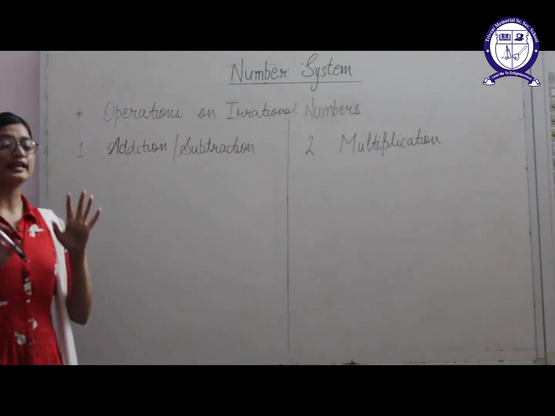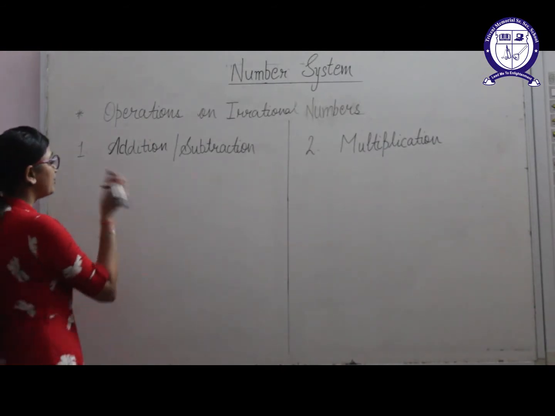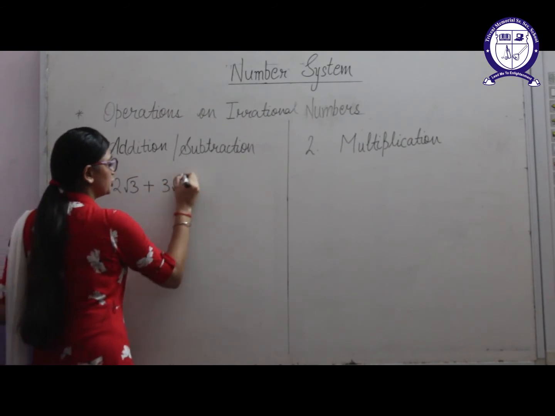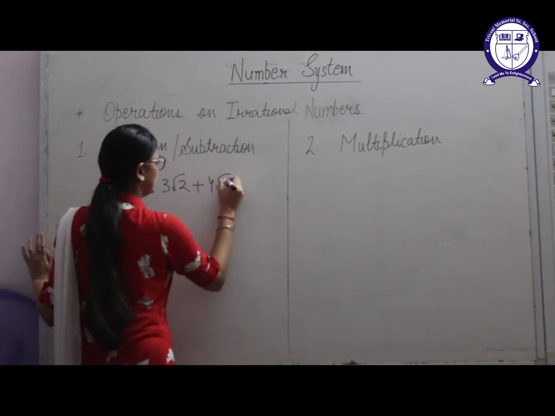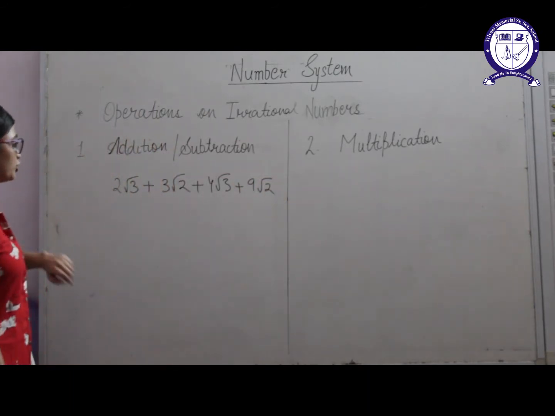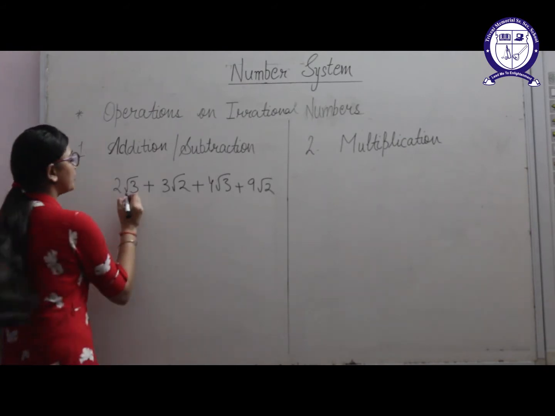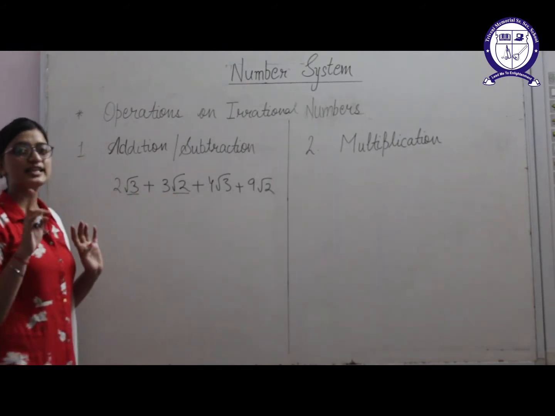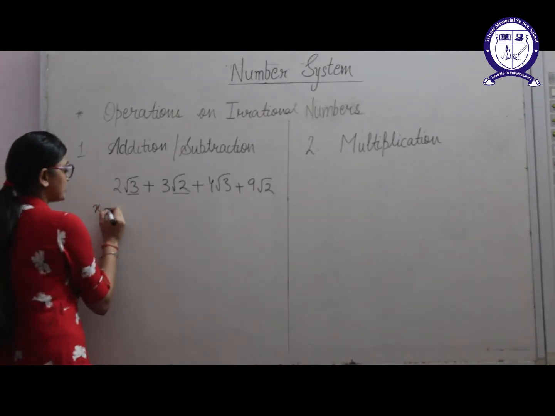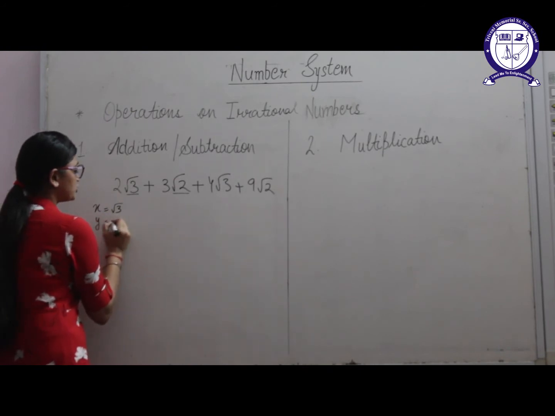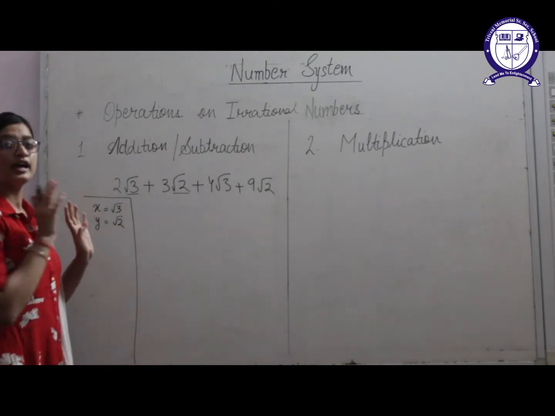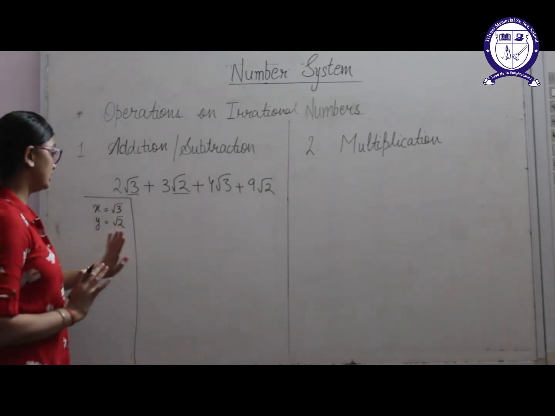So take them as an algebraic expression. For example, we have a question like this: 2 root 3 plus 3 root 2 plus 4 root 3 plus 9 root 2. What we are going to do is, we can never add root 3 and root 2 because these are two different variables. Take them as an algebraic expression. x equals root 3 and y equals root 2. This is the part you will do in your rough work, not in the question, in the rough work.